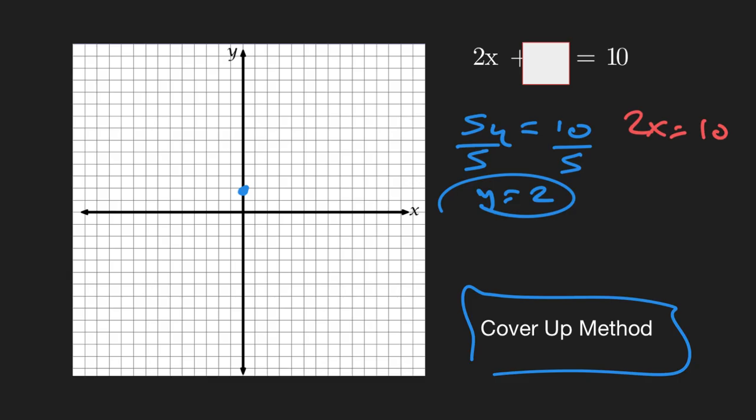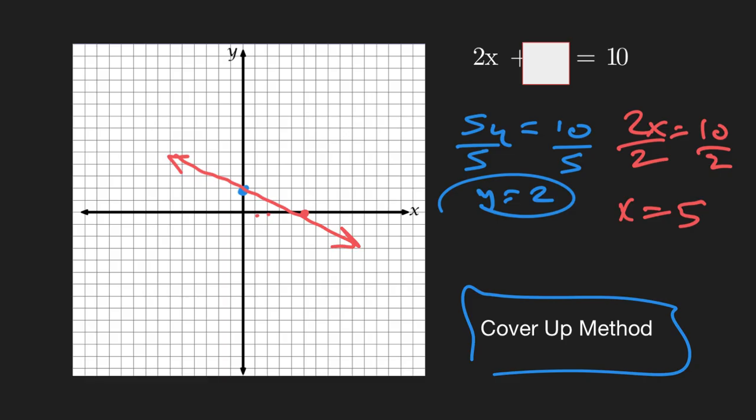How would I solve that? Divide by 2. X equals 5. My x-intercept is 5. 1, 2, 3, 4, 5. I know where the line is going to cross my y-axis. I know where it's going to cross my x-axis. Those are 2 points. 2 points make a line. I can graph that line now. Okay?